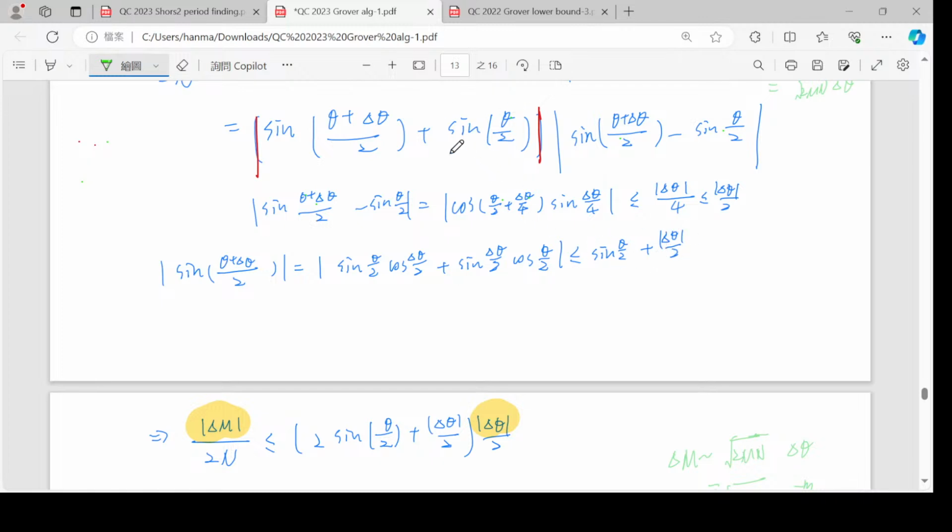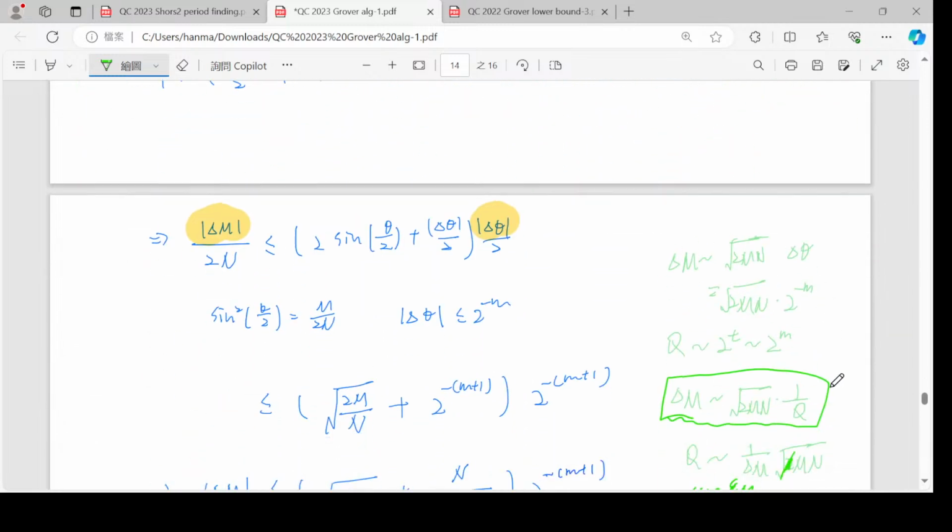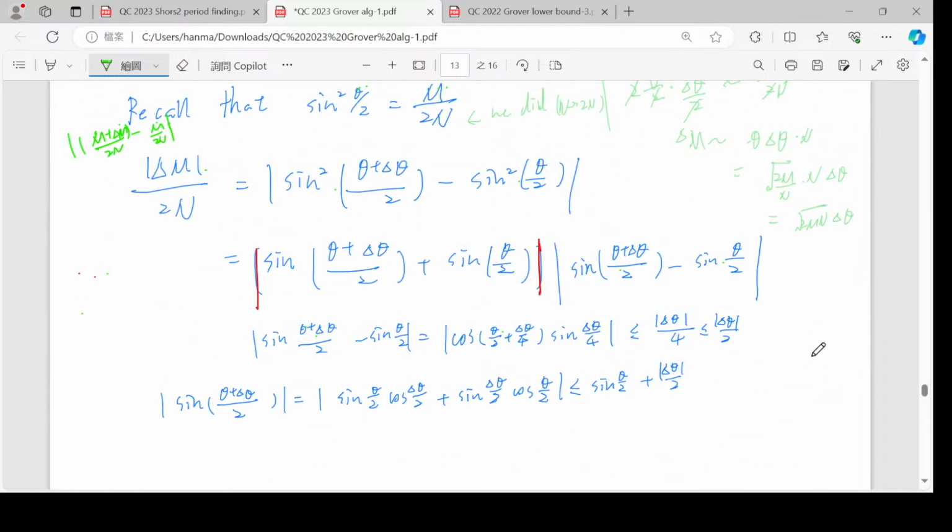And then this absolute value, once again, is positive, so it's another sine theta over 2. So we have twice sine theta over 2. And then there is delta theta absolute value over 2 here. And the next term, as we say, is delta theta absolute value over 2. Okay, so you see that we get things similar to this thing.